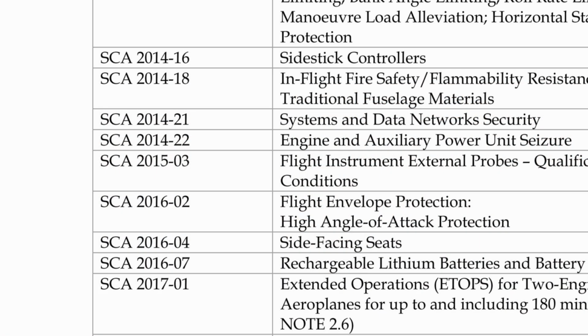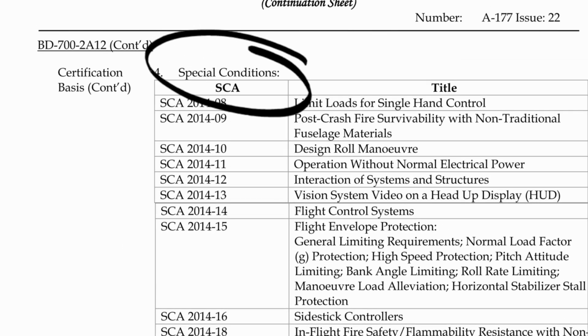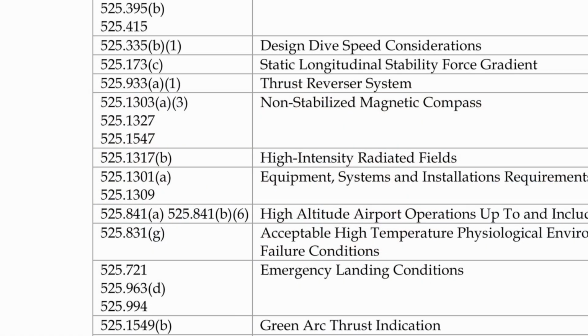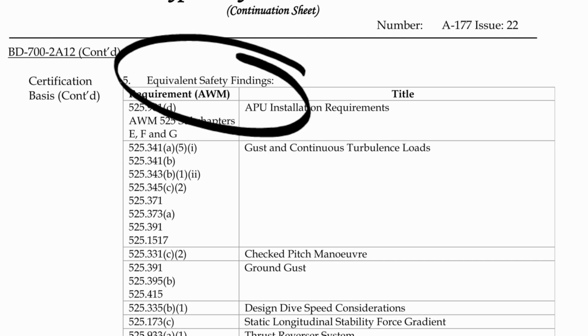Okay, so moving on, we have special conditions and equivalent safety findings, page 22 and 23. Can you talk a little bit about that, what these special conditions are and what these equivalent safety findings are? Right. So they form part of the certification basis.